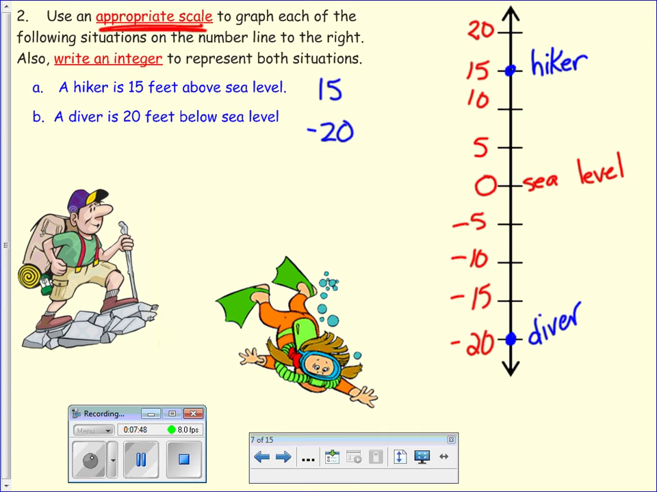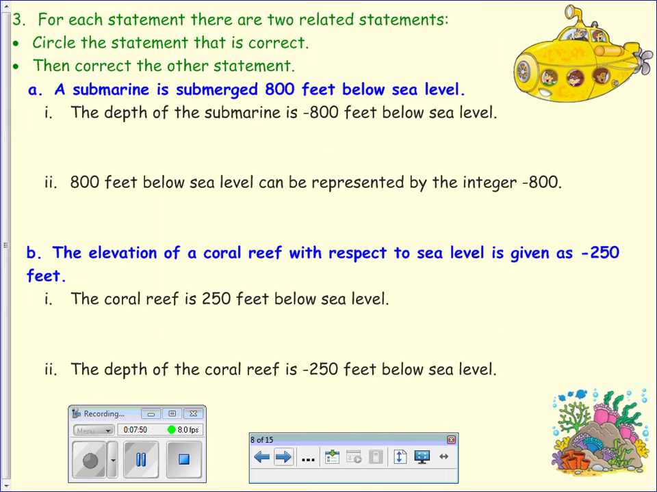Okay, let's continue. Now, number 3 is similar to last night's homework that I think confused some of you. So for each statement, there are 2 related statements. So first, we're going to circle the statement that's correct. Then, we're going to fix the statement that's wrong.